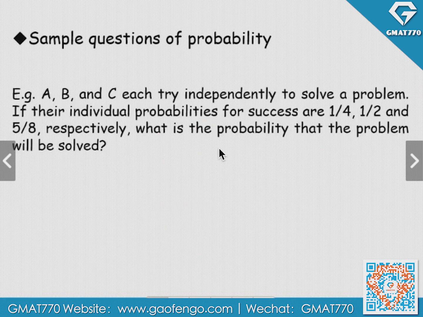So here's another example of probability. A, B, and C each try independently to solve a problem. If their individual probabilities for success are 1/4, 1/2, and 5/8 respectively, what is the probability that the problem will be solved? So the key word in this problem is individually, which means that whether A solves this problem will not affect B and C. So what does it mean that the problem will be solved? If one of them or two of them or even all of them solve this problem, the problem will be solved. So if you think about this question directly, you will find there are many different kinds of situations that can satisfy this question.